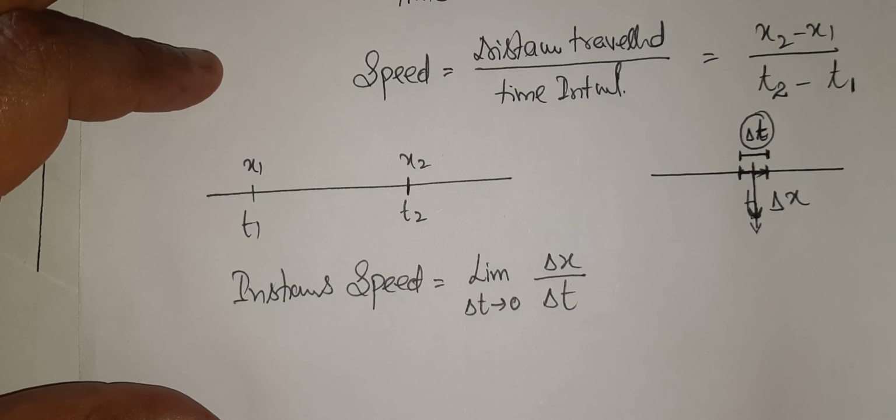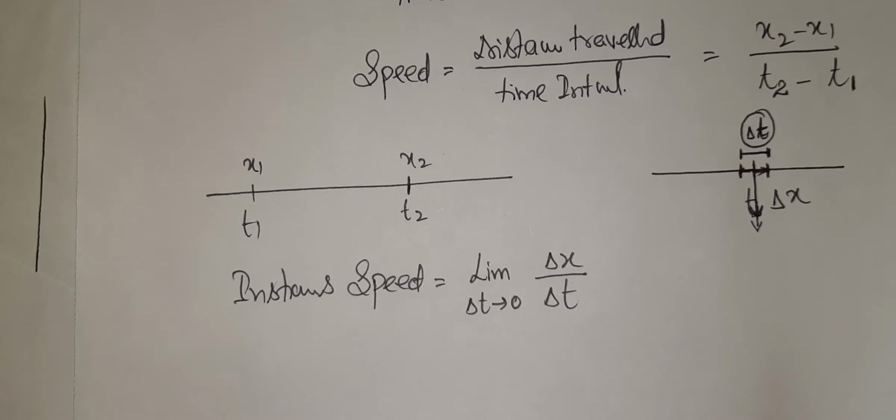Hope this is clear. Now I have told you different types of speeds. In the same way we will be studying velocities and types of velocities. Some more things I'll be telling you in the next lectures about speed. Okay, thank you. Have a nice day.